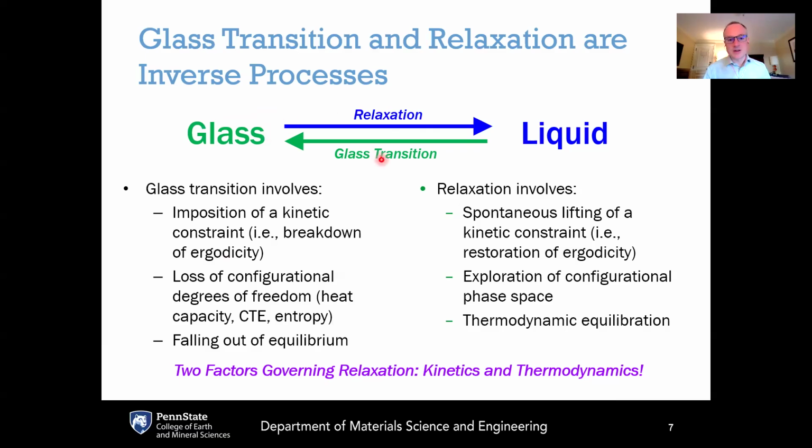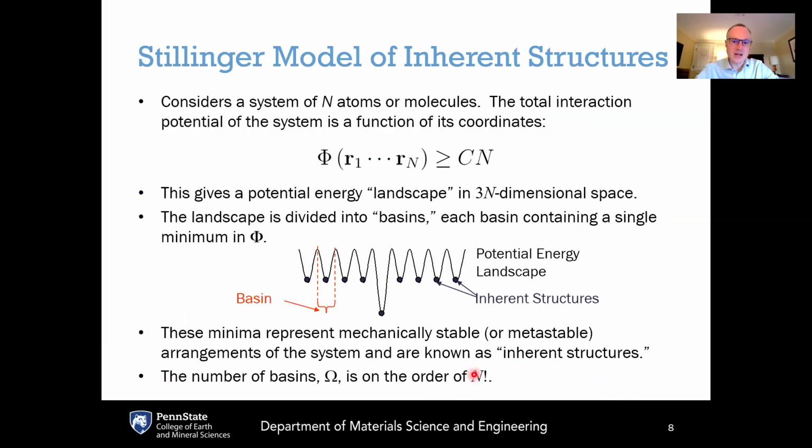The opposite process of the glass transition is relaxation. Relaxation involves going from the glassy state to the liquid state. Relaxation involves a spontaneous lifting of the kinetic constraint, in other words, a restoration of ergodicity over an appropriately long time scale. As this is happening, the system is allowed to explore configurational phase space, and eventually we achieve thermodynamic equilibration as those new configurations are explored. And as in anything with material science, there are two factors that govern this relaxation process: kinetics and thermodynamics.